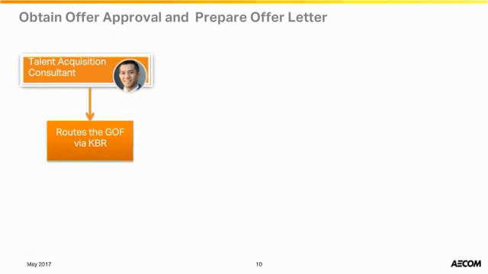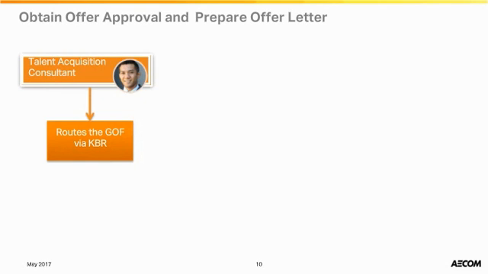The talent acquisition consultant then routes the global offer form for approvals via Connexa Brass Ring. Each approver will receive the global offer form subsequently and will review the details carefully.